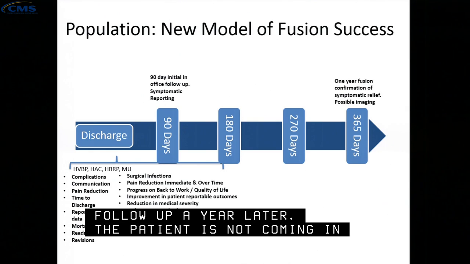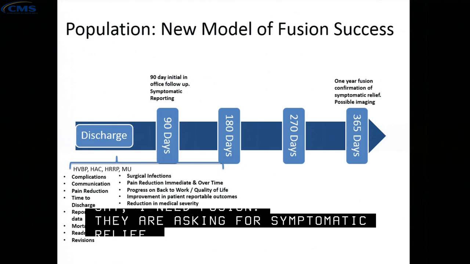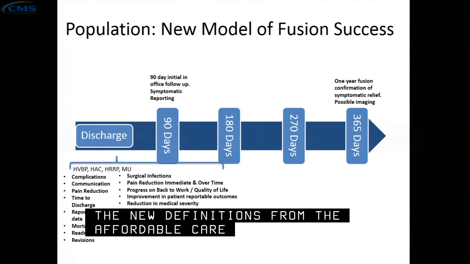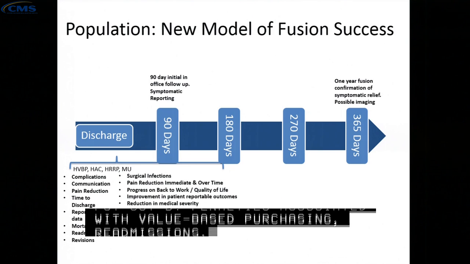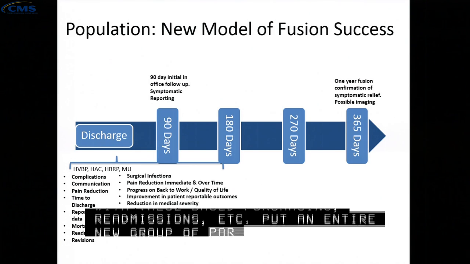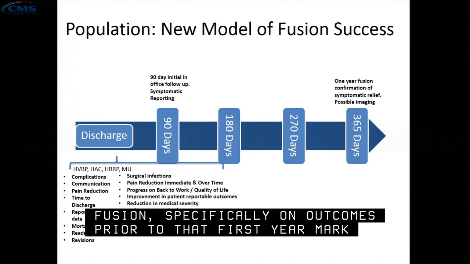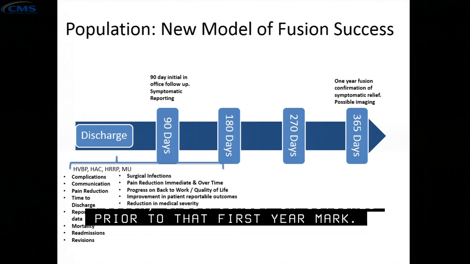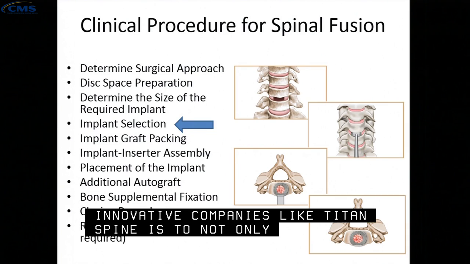The new definitions from the Affordable Care Act and those put out by penalties associated with value-based purchasing, HCAHPS scores, hospital-acquired conditions, readmissions, et cetera, put an entire new group of parameters around by which we're judged in spinal fusion, specifically on outcomes prior to that first-year mark. And so one of the opportunities for innovative companies like Titan Spine is to not only improve fusion, but improve the speed of fusion, and improve the outcomes associated with pain relief, et cetera.